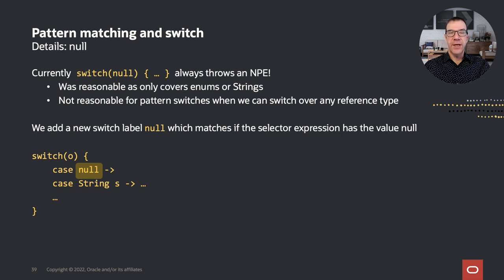We're going to provide a new label that you can write in a switch block, written null, which can be used to explicitly match against the null value. This is cool because now your defensive null checking code can now move inside the switch body where it always wanted to belong.